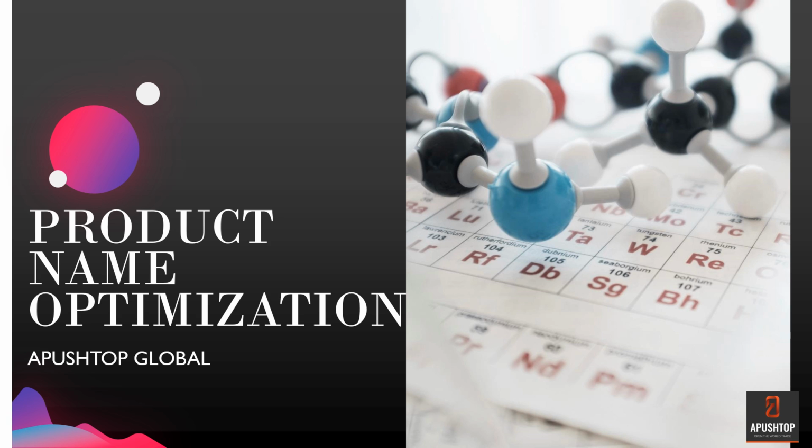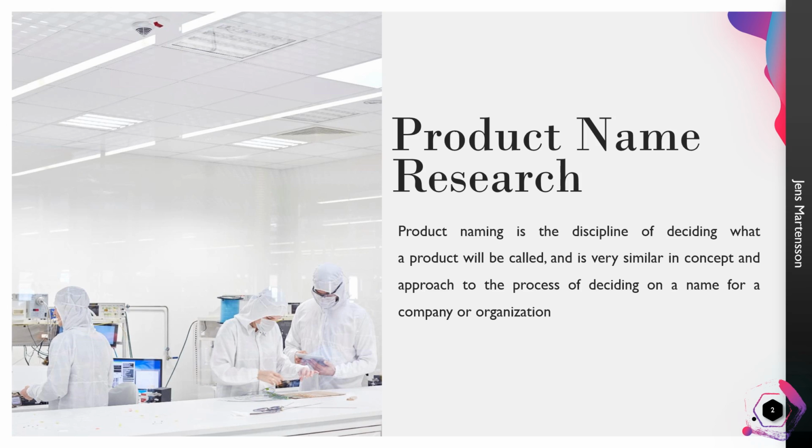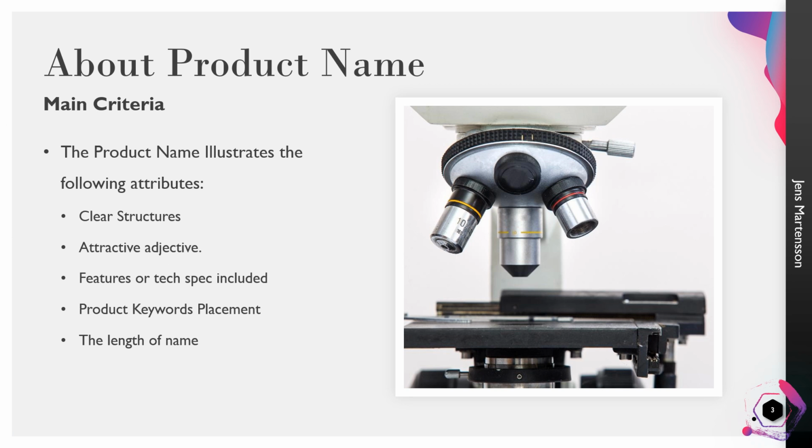So let's get started. I want to give you the definition of the product name. Product naming is the discipline of deciding what a product will be called, and is very similar in concept and approach to the process of deciding on a name for your company or organization. It's very easy to understand: the product name is the way you call your products and how you can attract customers on the Alibaba system.